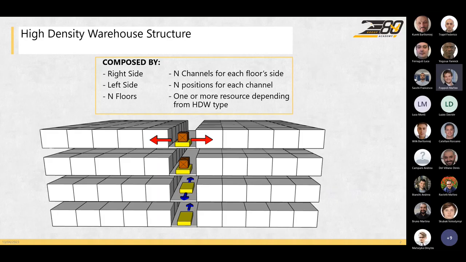The high-density warehouse structure is composed of right side, left side, and a number of floors. We can have 2 floors or also 10, channels for each floor and side, positions for each channel, and one or more resources depending on the high-density warehouse type. So in this case, we have decided to create a structure dedicated to SmartStore and crane.